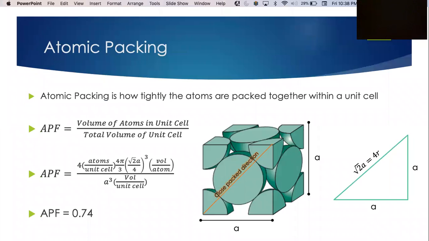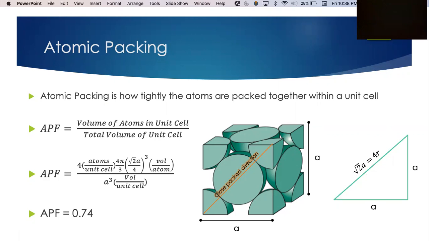Okay, so now we know from trig that a right isosceles triangle, or a triangle with a right angle and 2 sides of equal length, will have a hypotenuse of square root of 2 times whatever that length is. So our length is a, and our hypotenuse is square root of 2 times a. And we also know that that is equal to 4r, and this gives us a little equation that we can use to relate the radius of the atoms to a.